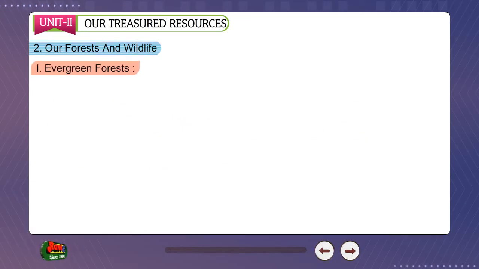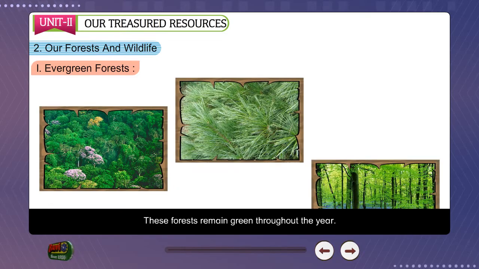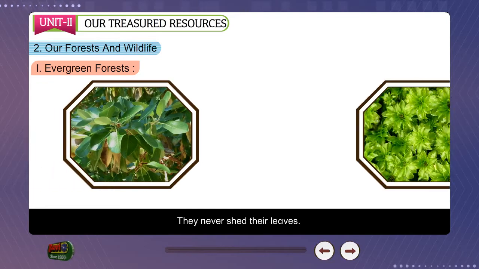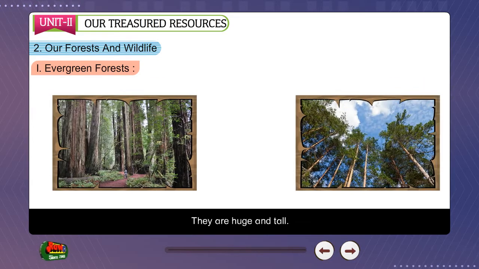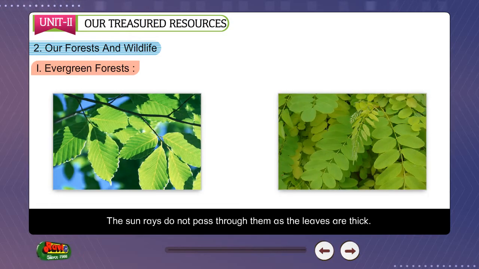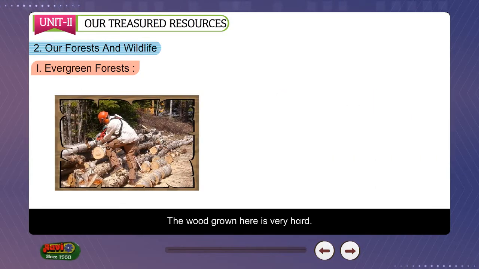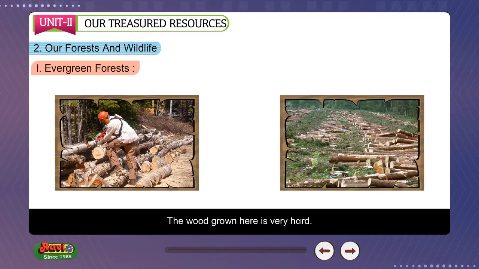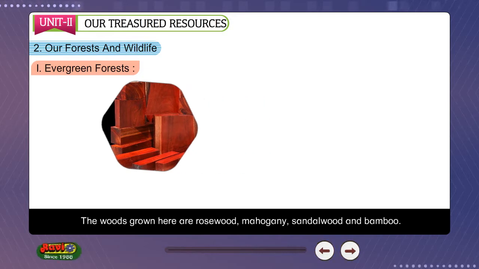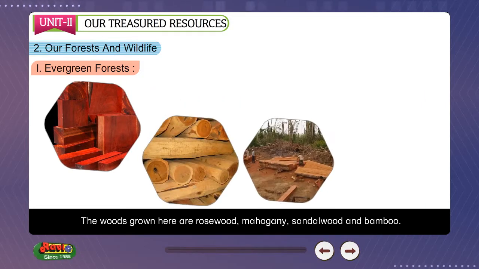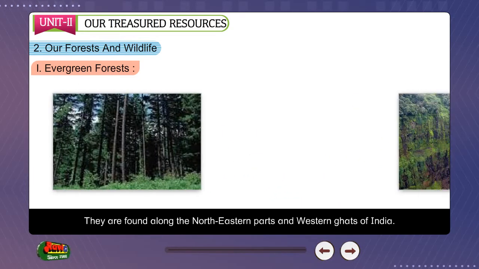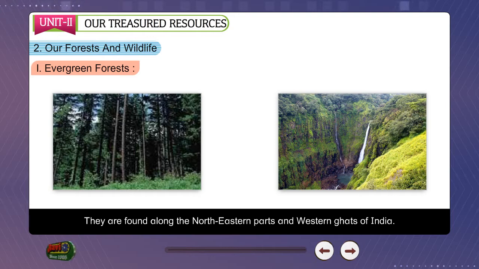1. Evergreen Forest. These forests remain green throughout the year. They never shed their leaves. They are huge and tall. The sun rays do not pass through them as the leaves are thick. The wood grown here is very hard. The woods grown here are rosewood, mahogany, sandalwood, and bamboo. They are found along the northeastern parts and Western Ghats of India.